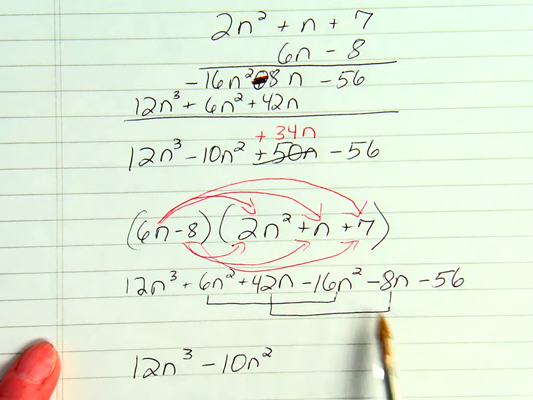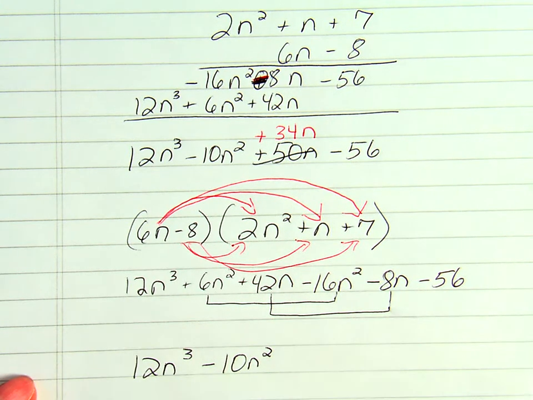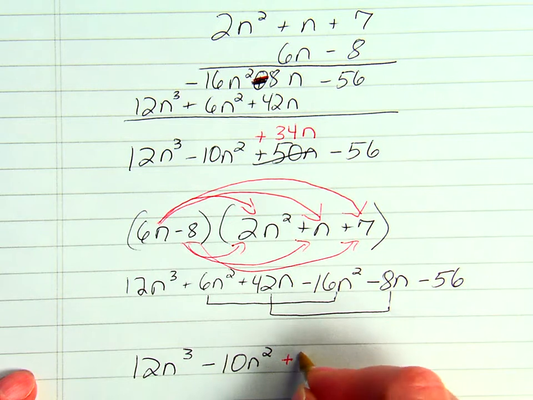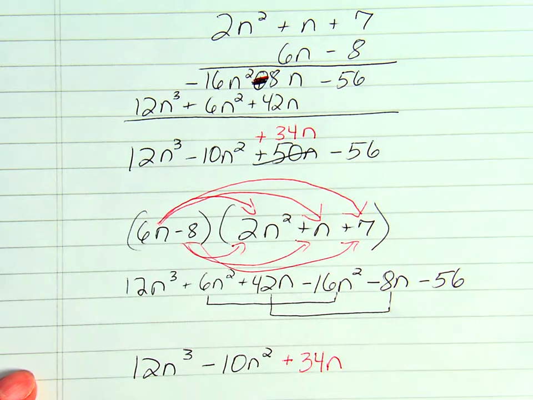Okay, now when I combine these things, I've got a couple of things that I need to combine. So I have my 12n cubed. Now I've combined my 6n squared with my negative 16n squared, giving me the negative 10n squared. Now I'm going to combine my 42n with my negative 8n, giving me the positive 34n, and then finishing it off with my negative 56. Okay, so I think that you can see that you've got a couple of options with the multiplication of this.